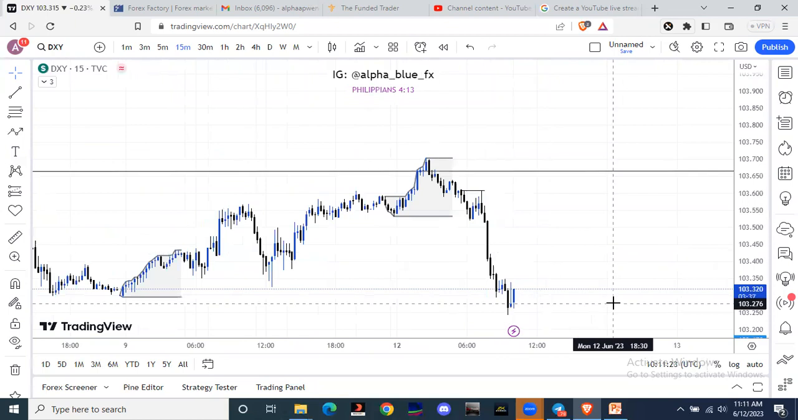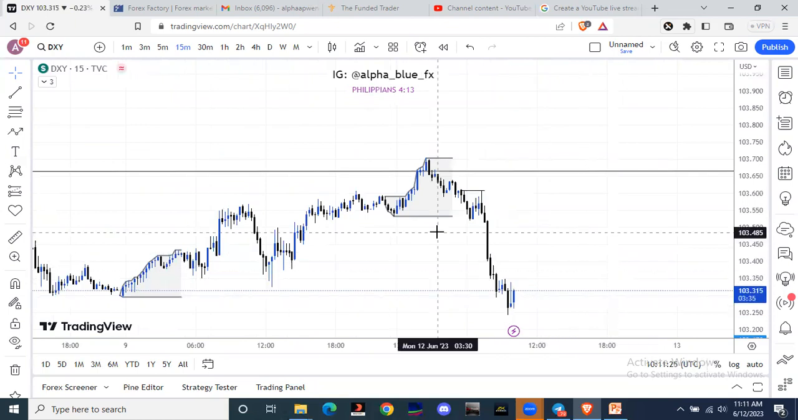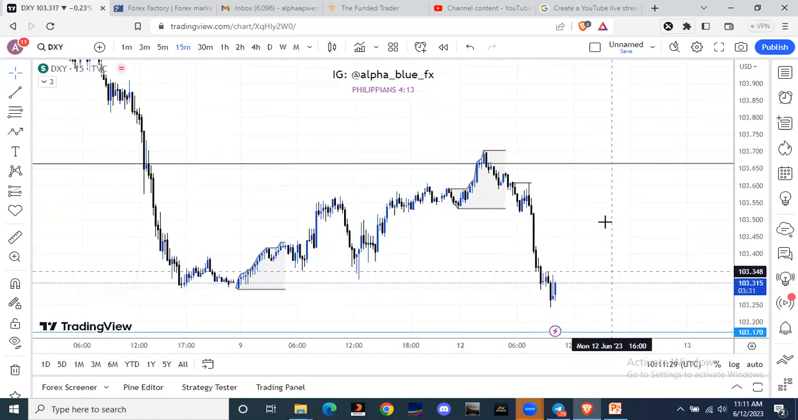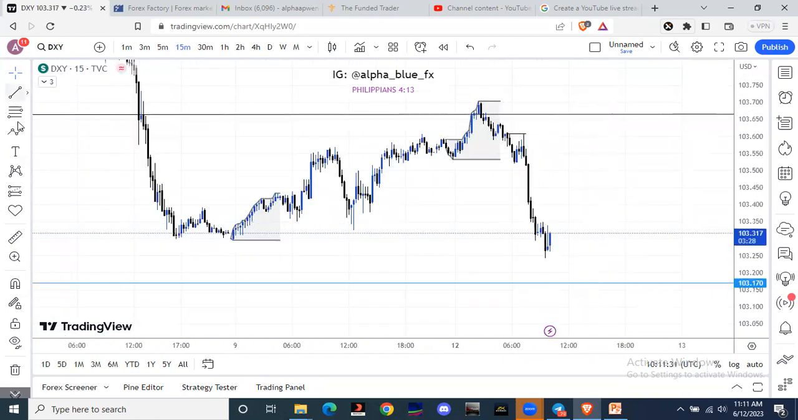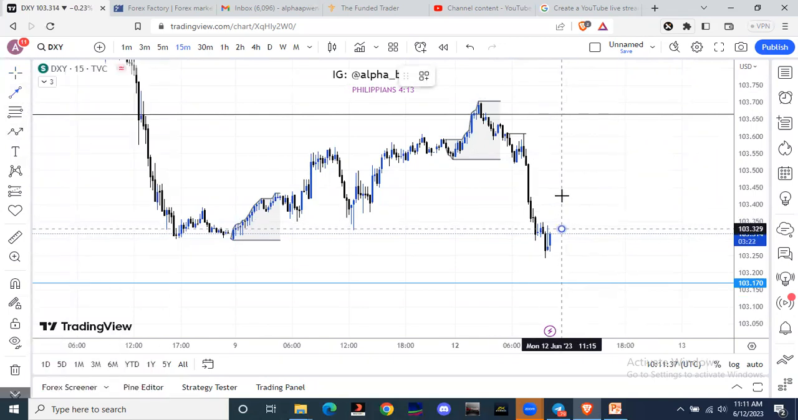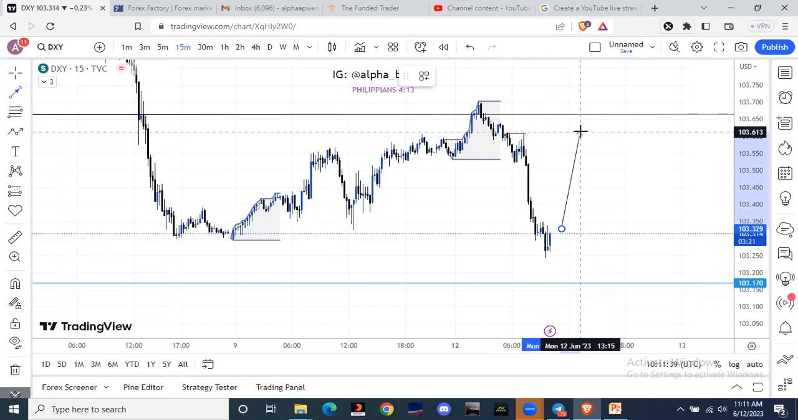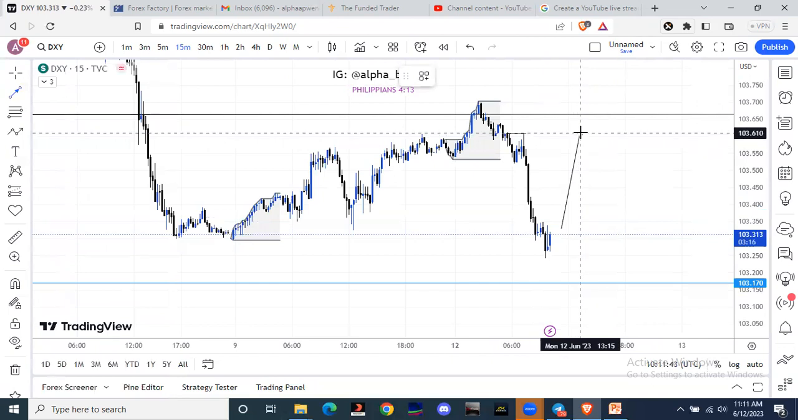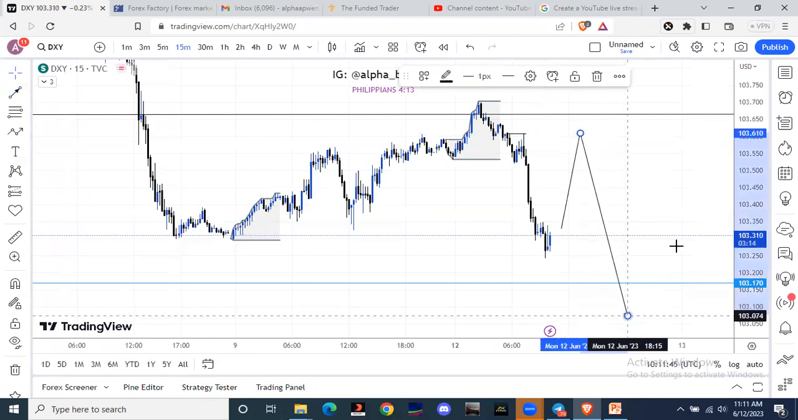Now, there's another equal high that I saw on DXY. And that is why I believe that DXY is going to go up to take out this equal high at least, before it continues moving to the downside.